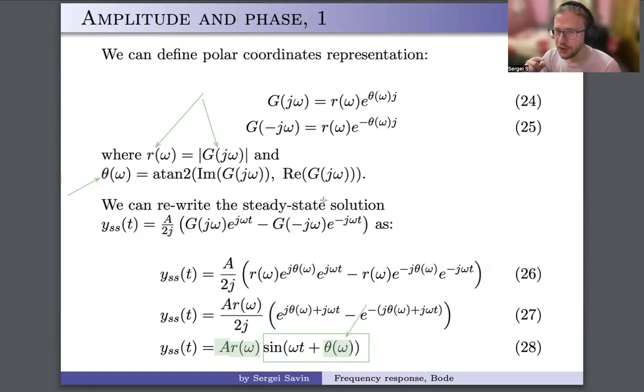Notice that both the amplitude change and the phase shift depend on the frequency of the input signal. So some of the frequencies would have big amplitude change, some would have small amplitude change, some would have big phase shift, some would have small phase shift. That depends on the frequency. It's not the same for all frequencies, and that is an important fact. But yeah, that's what we were able to do with this whole thing.